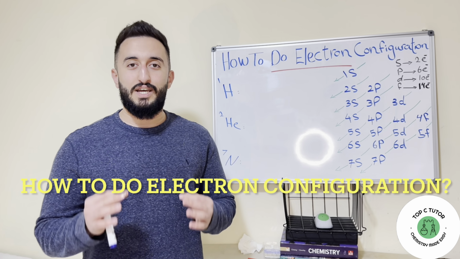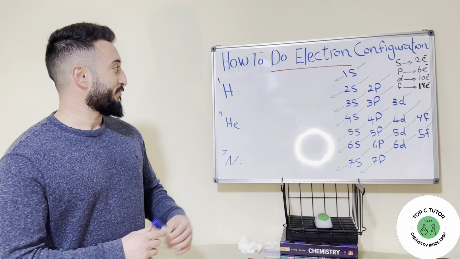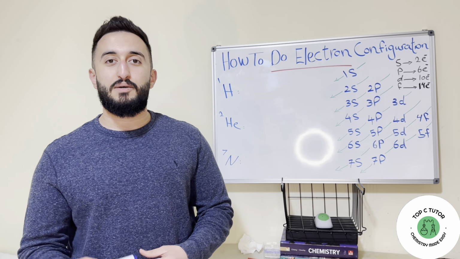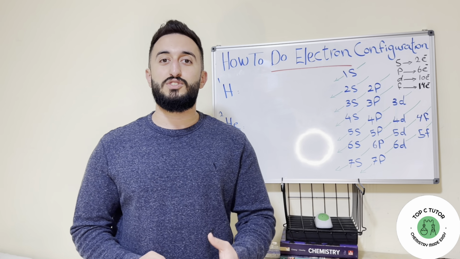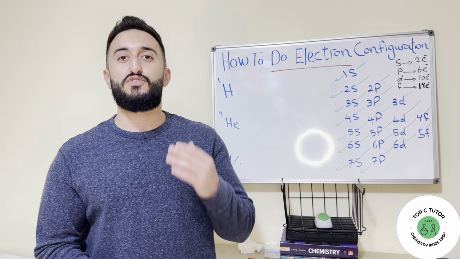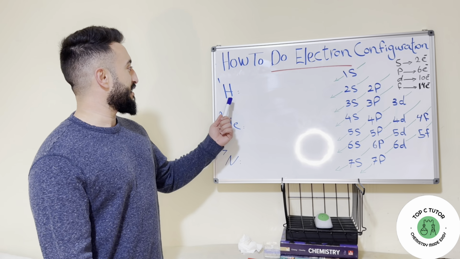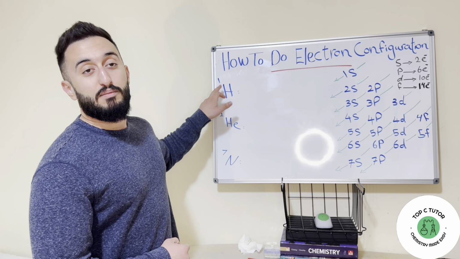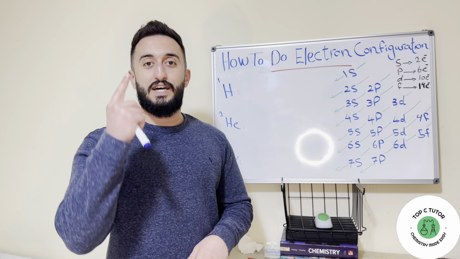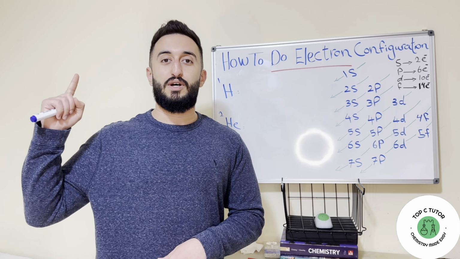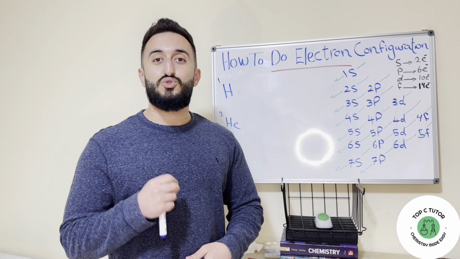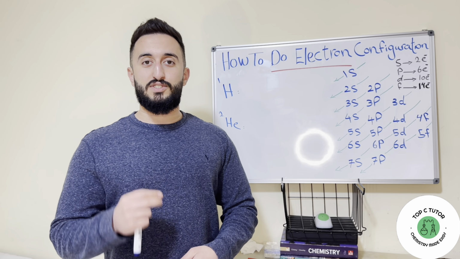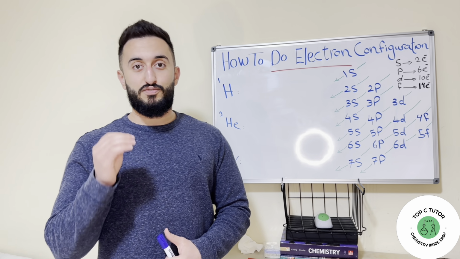How can we do electron configuration? First of all, the elements in nature have an atomic number. The atomic number represents the number of electrons and also, as we know, the number of protons. So for example here, the first element is hydrogen. The number above the hydrogen is 1, so that represents the number of electrons. Helium, 2, has 2 electrons. Nitrogen has 7 electrons. As we said, this number represents the number of electrons.